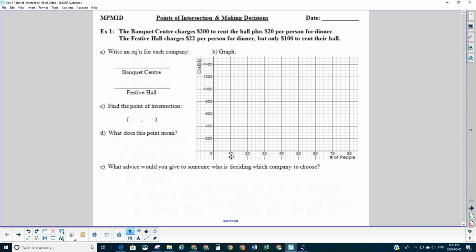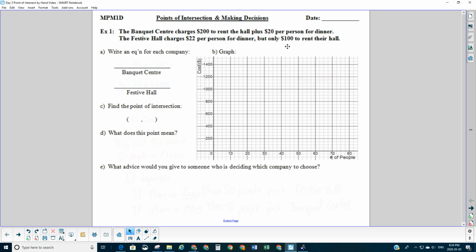If you only have like 10 people showing up, why would you pay the extra? Or you might be interested in only paying $100 and paying the little bit extra for the dinner price instead of having to pay this $200 flat rate at the beginning and getting a deal on your dinner. And vice versa, if there's lots of people attending, you might not mind paying a bigger rental fee in order to save money on the dinner. So the question is, which one is better? And the answer is it depends.